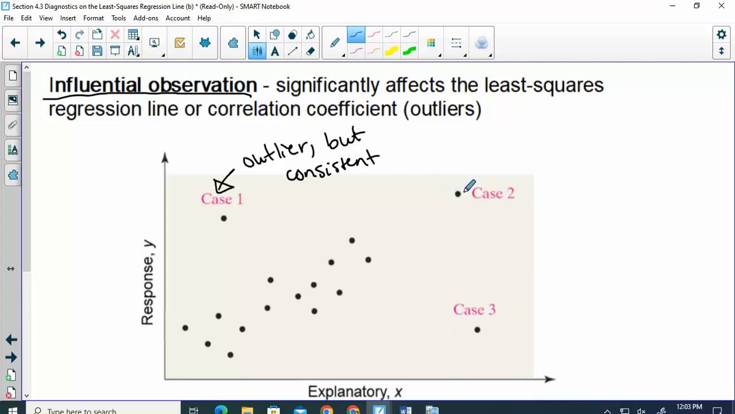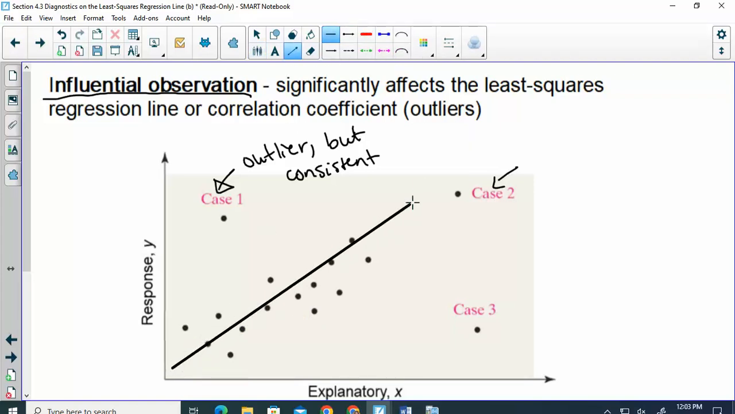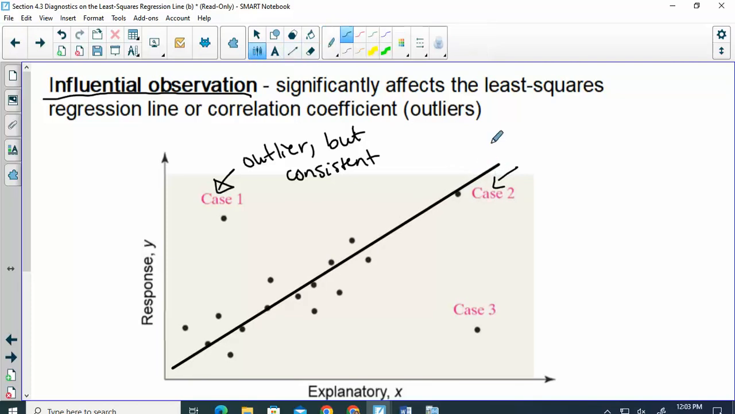Okay, case 2. Is this one a problem? No, that's probably the least influential of all of them, because if we were looking at our line, if you just keep going, that point is on the line. So that one is not a problem at all.